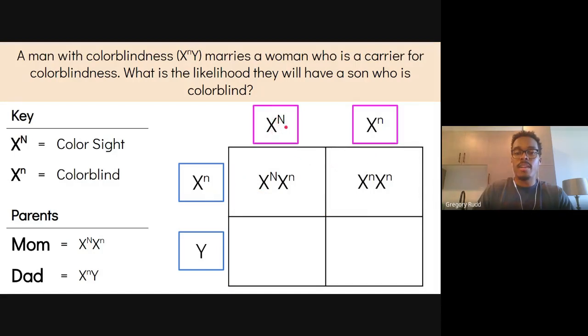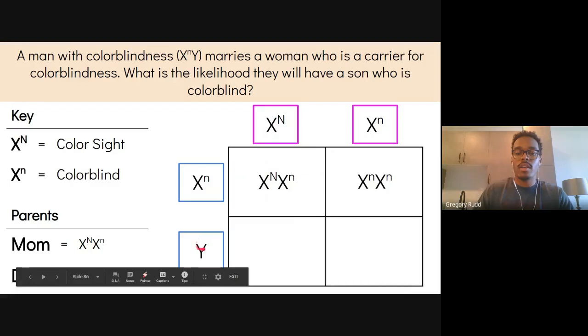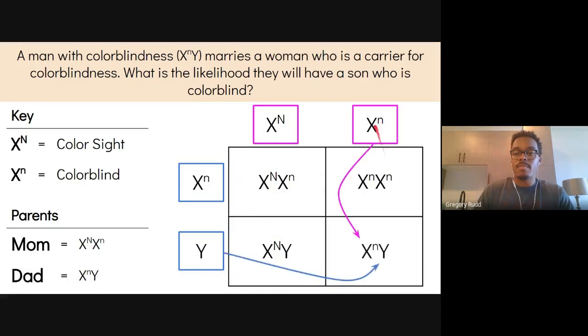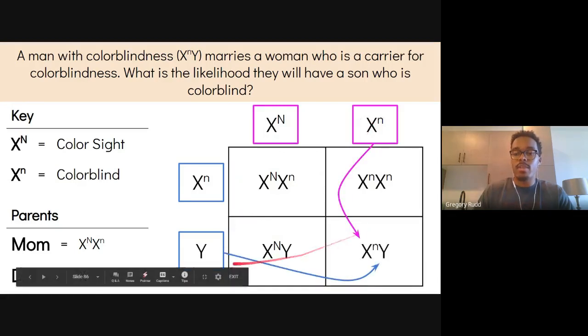Mom's dominant allele is going to drop down. Dad's Y chromosome is going to slide over. So I end up with a male with a dominant allele. And then last box, mom's recessive allele drops down. Dad's Y chromosome slides over. I end up with a male with the recessive allele.